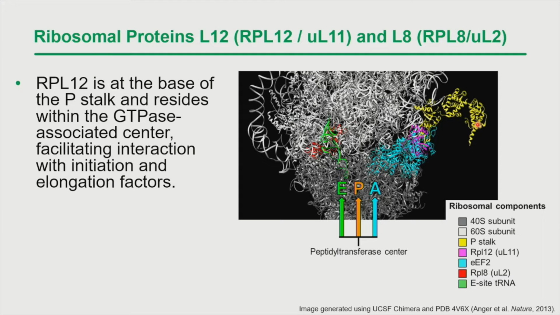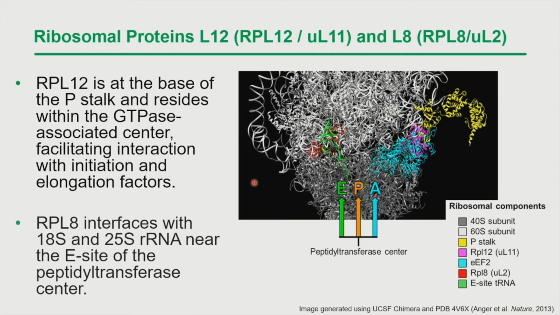This structure is known to interact with initiation and elongation factors during translation. But you'll also notice that RPL12 is residing within the GTPase-associated centers, so it will interact with any GTP-bound translation factor. What's particularly highlighted here is elongation factor 2 that's shown in the light blue. Now, RPL8 is in a different distinct region. It's embedded in the 60S subunit and interfaces with the 18S and the 25S rRNA, and this is near the E site of the peptidyl-transferase center.